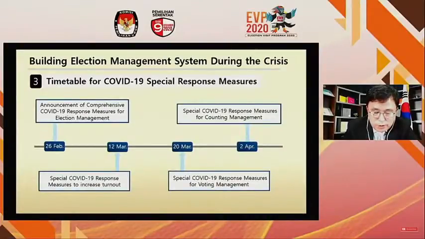What you see is the timetable for the NEC's COVID-19 response plan. On 26th February, we announced the comprehensive COVID-19 response measures that deals with preparing the election and managing polling and counting process. On 12th March, amid the peak of crisis, we implemented special COVID-19 response measures to increase turnout. Then, on 20th March and 2nd April, we put in place the special COVID-19 response measures for voting and counting management, respectively. Next, please.